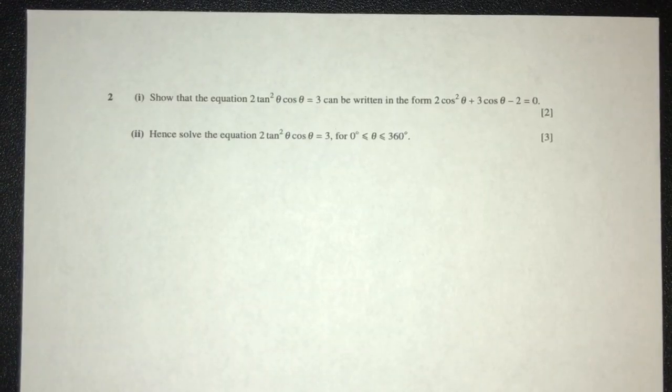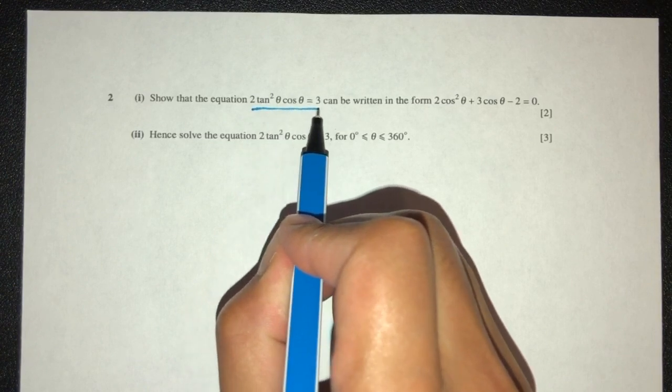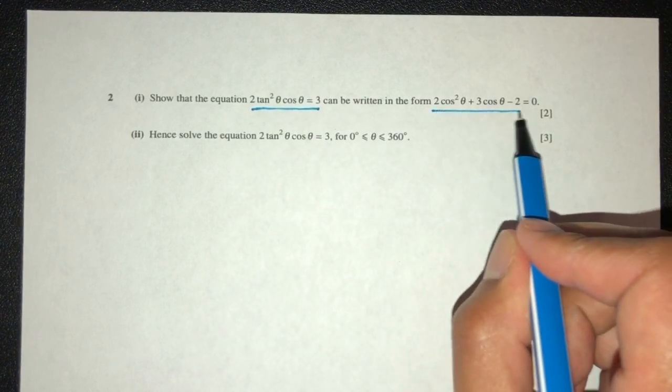Now let's move on to the next question. We have to show that the equation this equal to this can be written in this form.